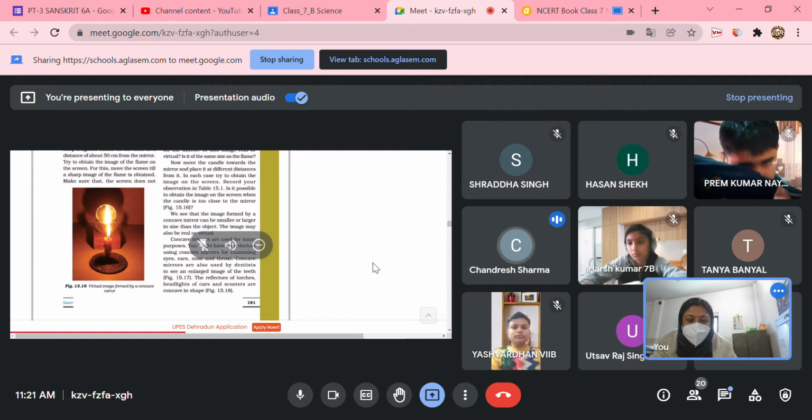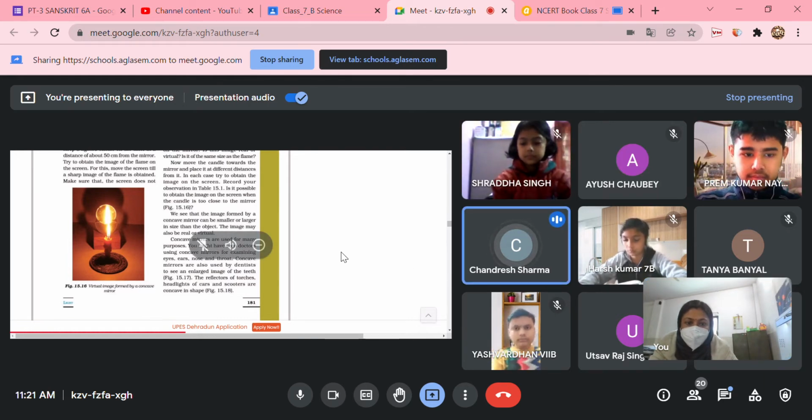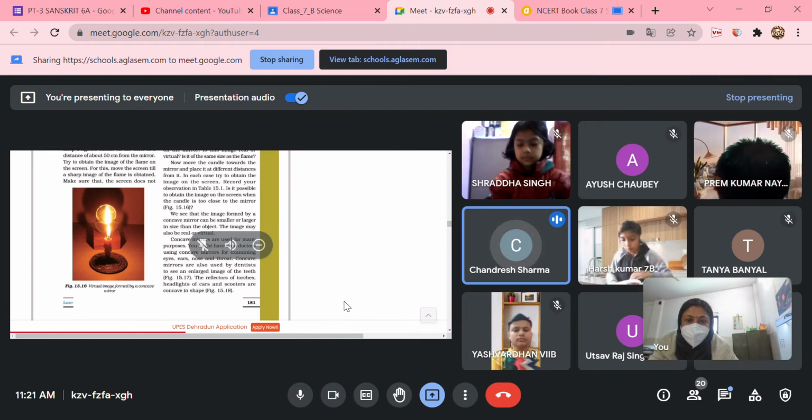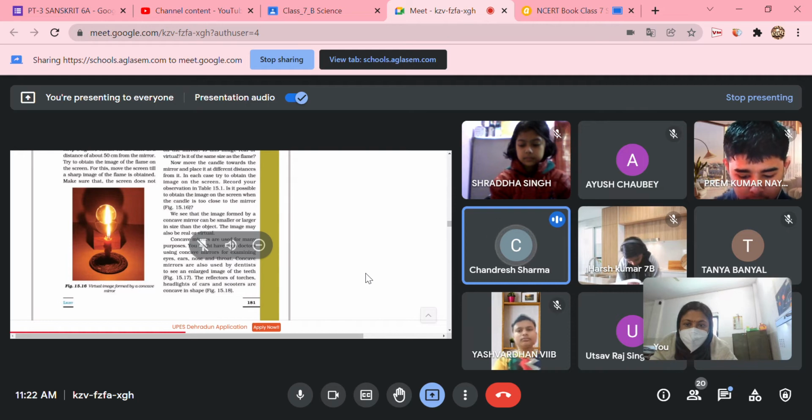Now move the candle towards the mirror. Move the candle towards the mirror and place it at different distances from it. In each case, try to obtain the image on the screen. Record your observation in table 15.1. Is it possible to obtain the image on the screen when the candle is too close to the mirror?